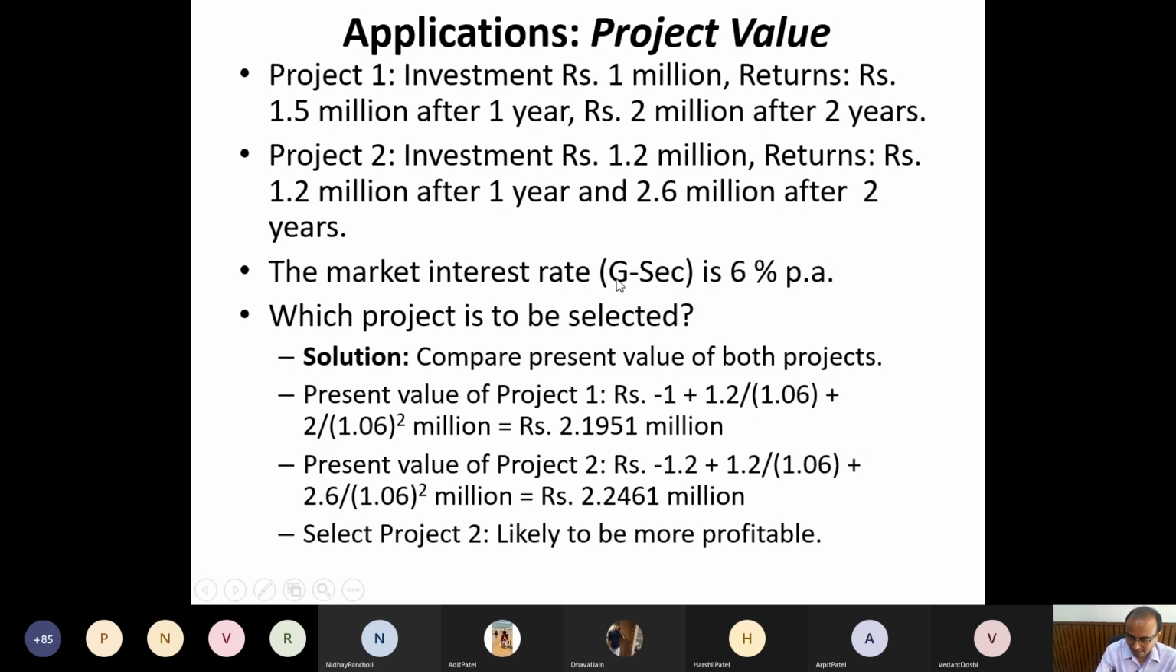So what is the present government security rate? You can refer to the website, and next week when we go to the practical, we will find it from the website. What is the current market interest rate? That is called the government GSEC rate. You might have heard this name, GSEC rate. Let me say it is 6% per annum. So with this present situation, which project should I select?